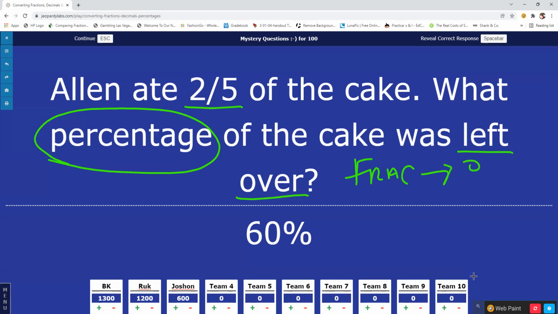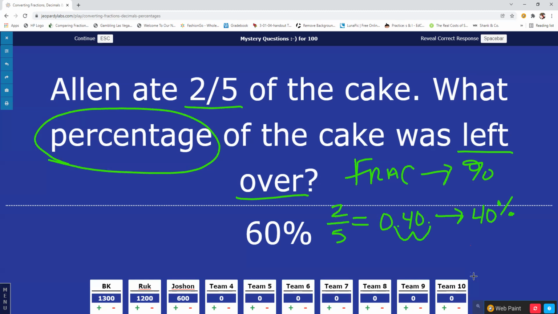So that lets me know right there where my conversion is going to come in. If I want to go from a fraction to a percent, it's a 2-step process. I'm going to convert my fraction to a decimal first. So 2 divided by 5 is going to give me 0.4. And then I'm going to go from a decimal to a percent. So 2 places to the right, that's going to give me 40%. That lets me know how much he actually ate.